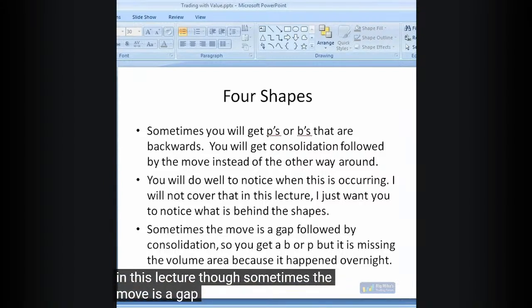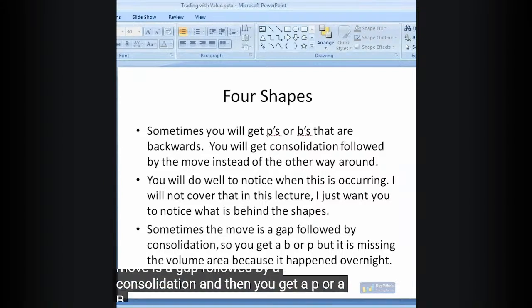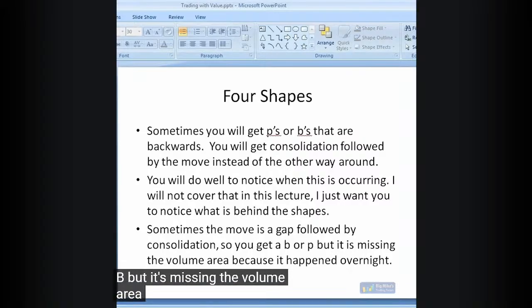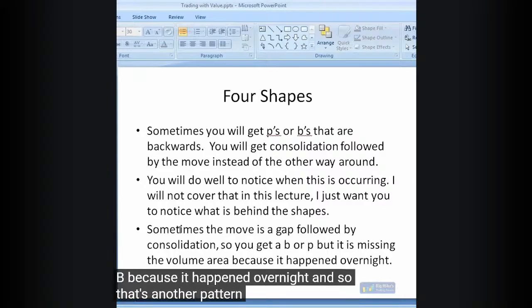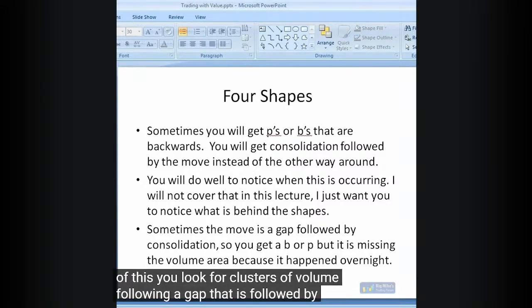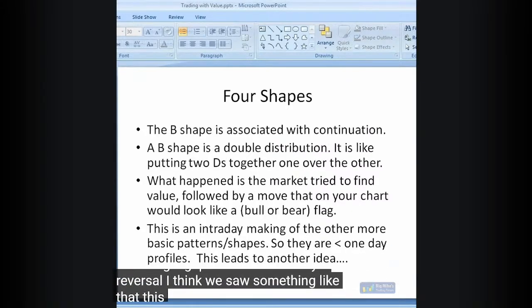Sometimes the move is a gap followed by a consolidation, and then you get a P or a B, but it's missing the volume area, the stem of the P or the B, because it happened overnight. And so that's another pattern that is good to know. So very often gaps are examples of this. You look for clusters of volume following a gap that is followed by a reversal. I think we saw something like that this morning.